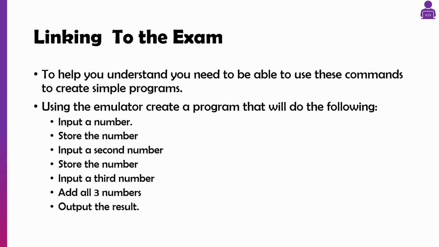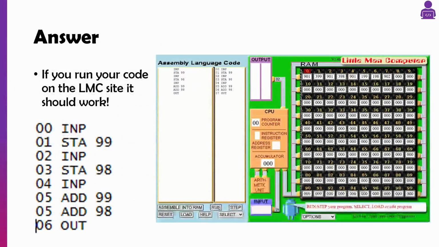Okay, so hopefully you've done that. As you can see, I've got input, store, input, store, input, add, add, and out. So I'm going to input a number and store that in slot 99. I'm going to input another number and store that in slot 98 and input the third number. Now I'm not storing it because it's going to get put in the accumulator and I'm going to use it again straight away. Because I'm adding up numbers, I don't have to worry about the order. I don't have to load in 99 and 98 and things like that.